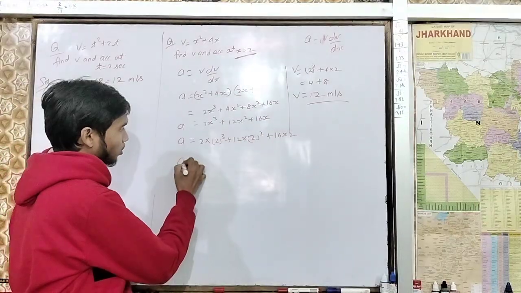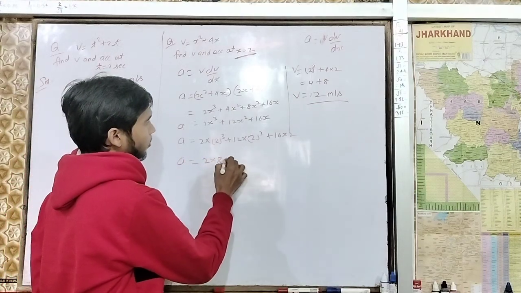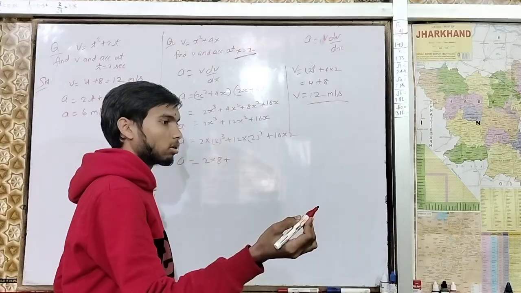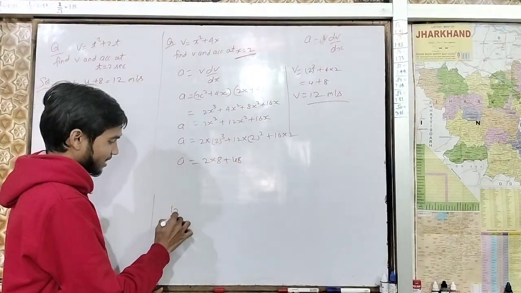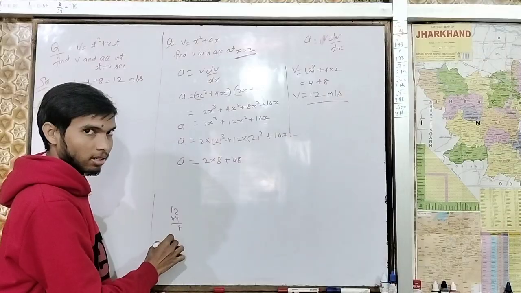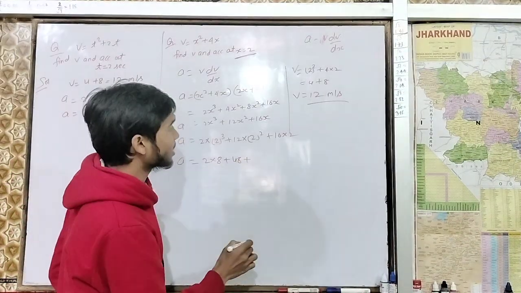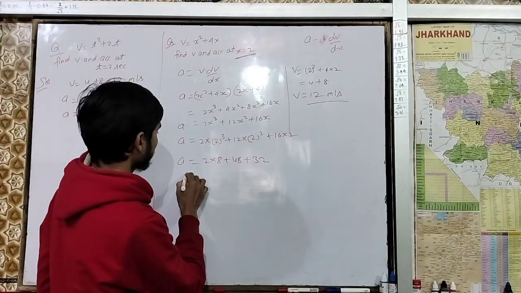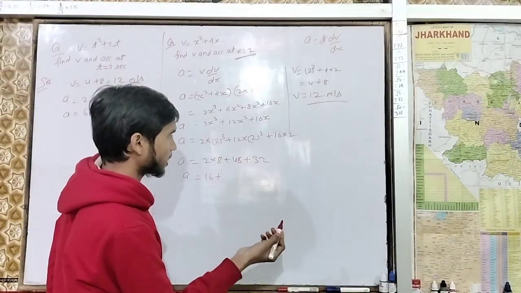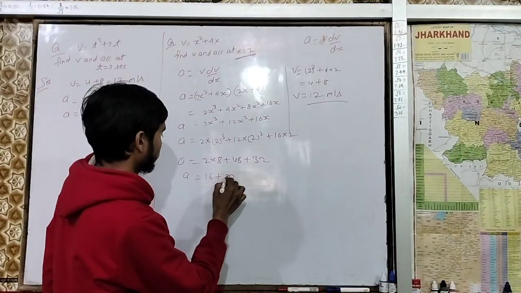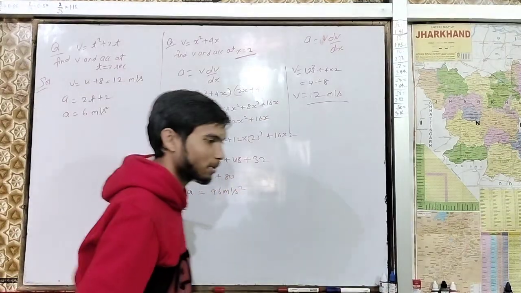So acceleration is going to be 2 multiplied by 2, 2 twos are 4, 4 twos are 8, plus 2 twos are 4, 12, and 4 is 40. Now we have 16 twos are 32, 8 twos are 16, 40, 30, 70 and 10, 80, 96 meter per second raised to power 2.